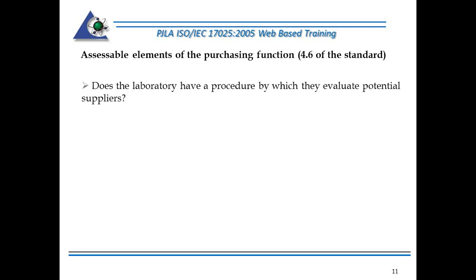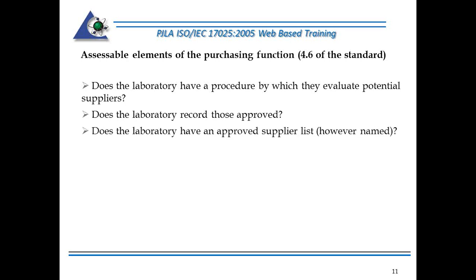Another piece of information, does the laboratory have a procedure? Now this is assessable elements. Does the laboratory have a procedure by which they evaluate potential suppliers? This is what an assessor can be looking at as far as your procedures related to purchasing. All of this relates to section 4.6. So does your laboratory have a procedure by which they evaluate potential suppliers? In other words, how you go about establishing qualification for your approved supplier list. Does the laboratory record those approved? In other words, do you generate an approved supplier list? The assessor will be trying to determine that. They will determine it. Does the laboratory have this list, however named?